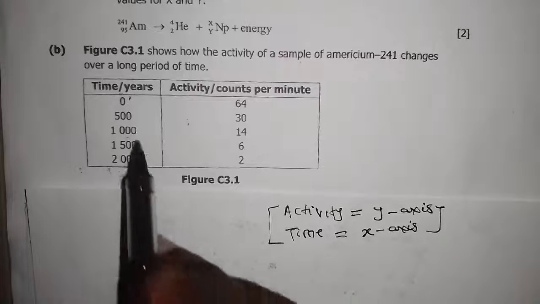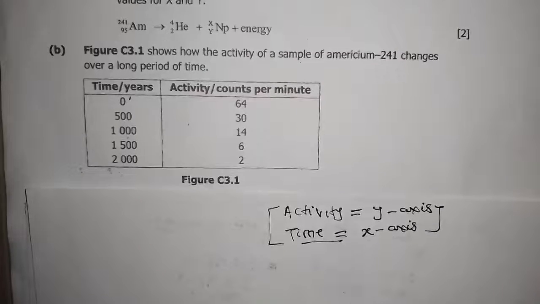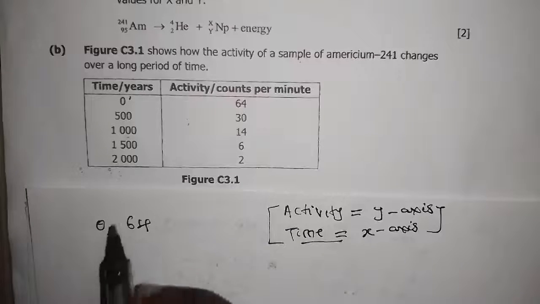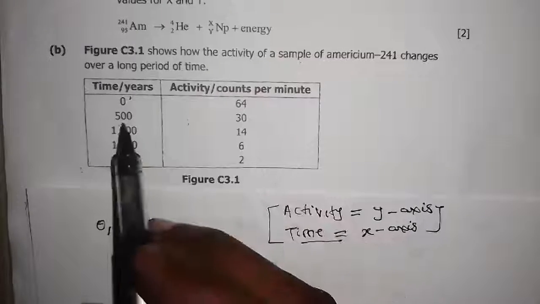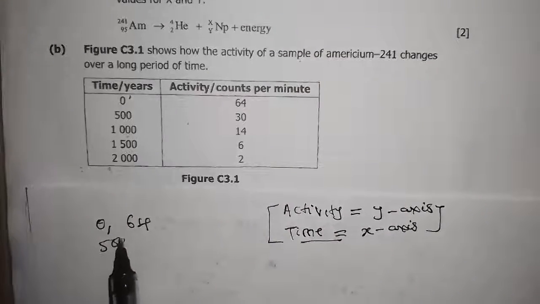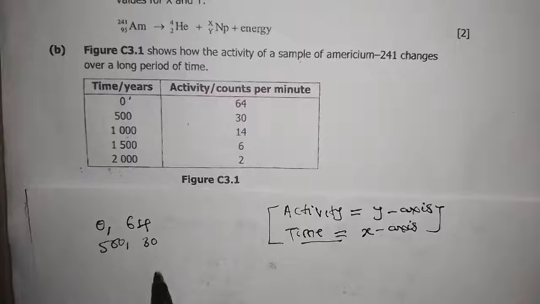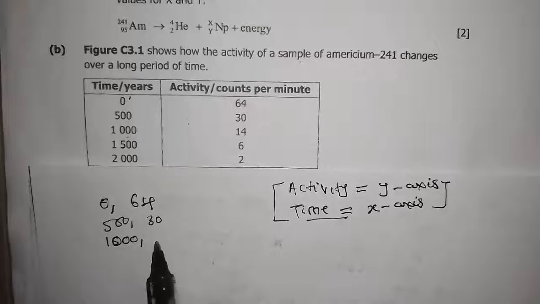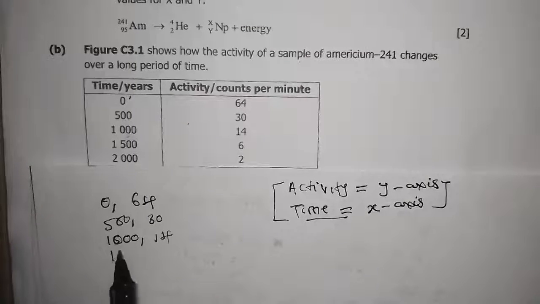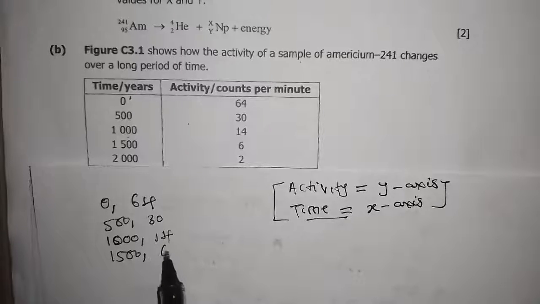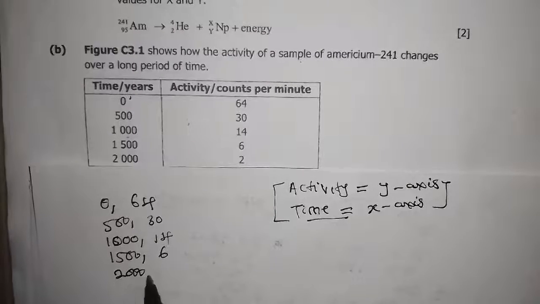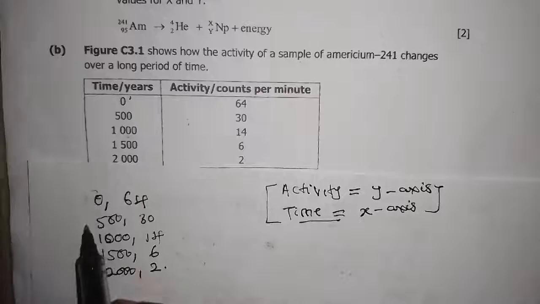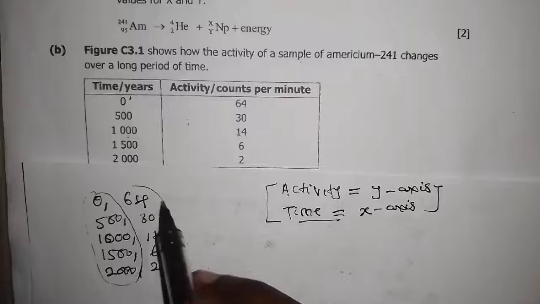Since time is the x-axis, you'll be plotting 0, 64; 500, 30; 1000, 14; 1500, 6; and 2000, 2. So this is how you'll be plotting. These values represent x, and these represent y.